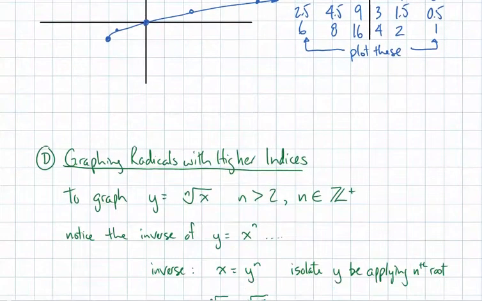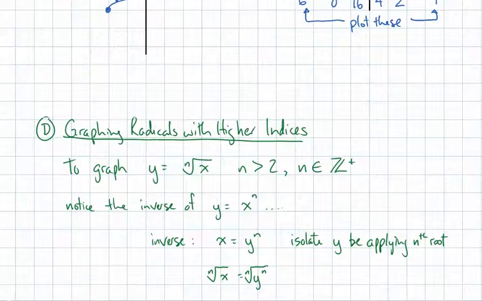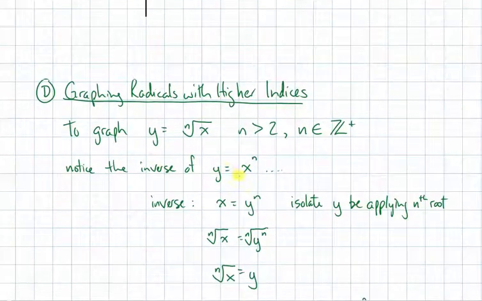Next, how to graph radicals that have higher indices. So we've talked about square roots so far for the most part. What do you do if n is a number bigger than 2 and a natural number? Well, here's an important thing to notice. Consider the inverse of y equals x to the n. The inverse then would be x equals y to the n.